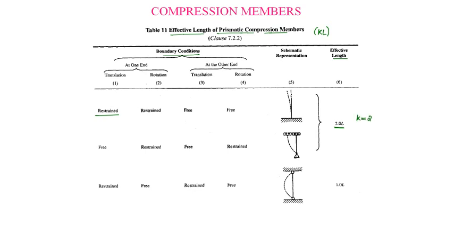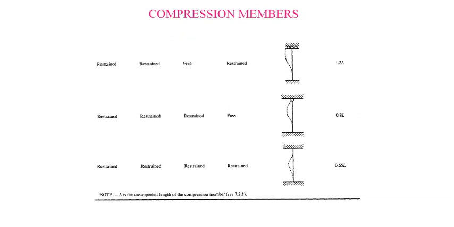When at one end it is hinged and at other end there is a guided roller, then also it is 2L only. One end if it is hinged and the other end is also hinged, then it is L. When one end is a guided roller and the other end is fixed, then it is 1.2L. And when one end is fixed and the other end is hinged, it is 0.8L. And for both ends fixed, it is 0.65L.